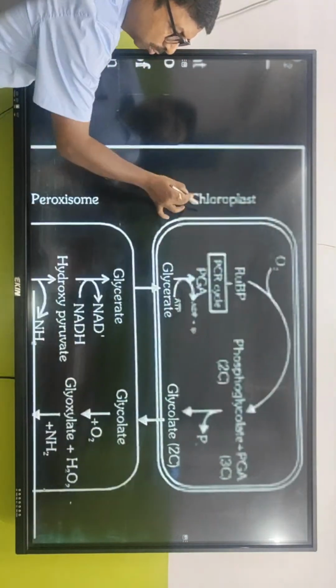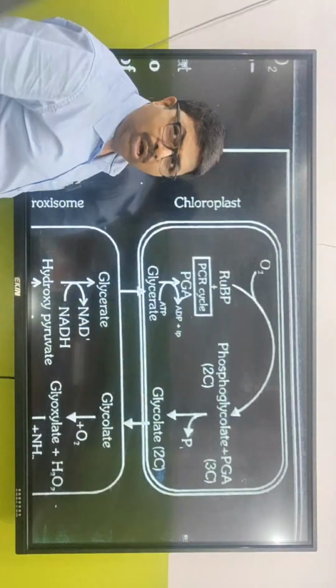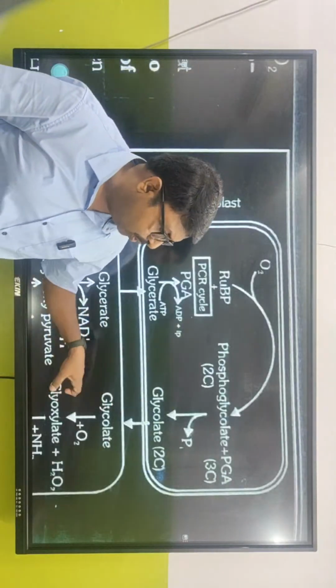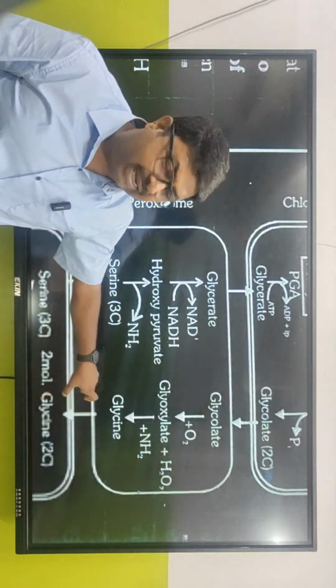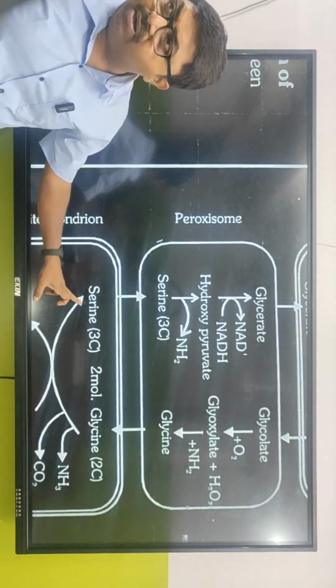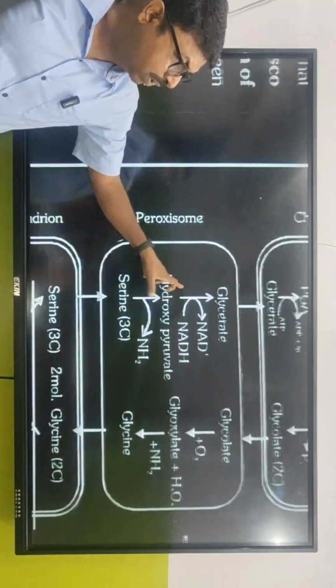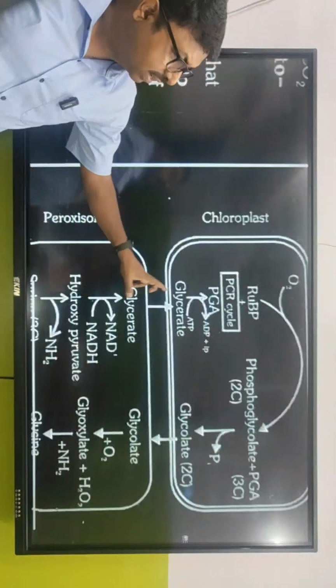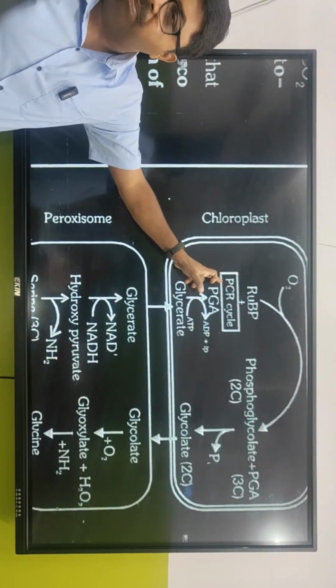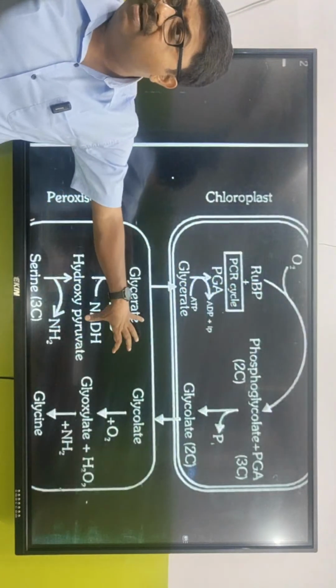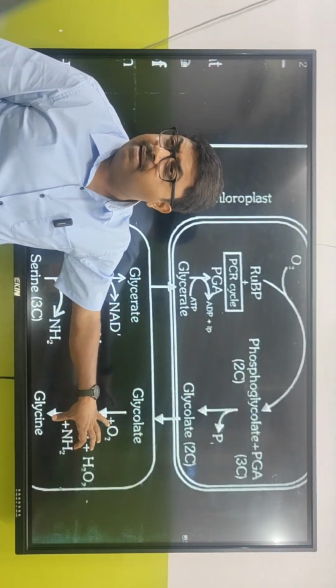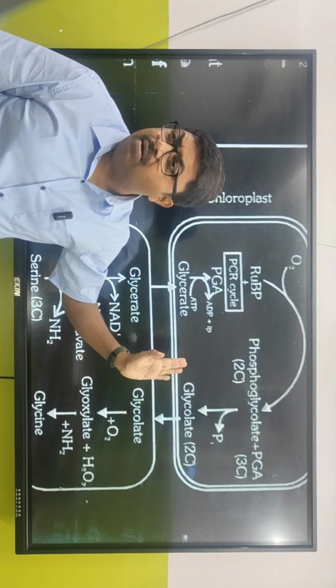Again to repeat, in the chloroplast, what happens? Glycolate, a 2 carbon compound, ultimately gets formed. Glycolate diffuses and forms glycine. Glycine comes inside the mitochondria and forms serine. From serine, ultimately what is formed? Glycerate. This glycerate ultimately forms again RuBP, and the cycle goes on. This is called the C2 cycle.